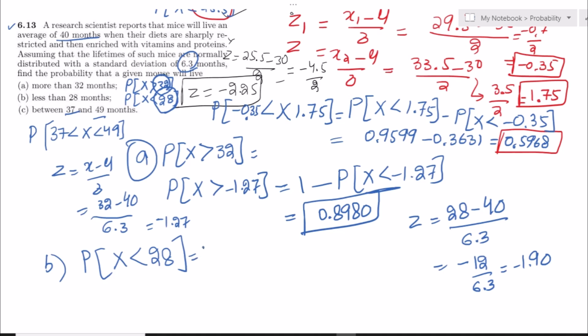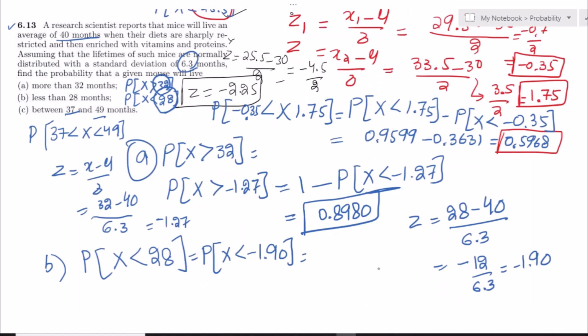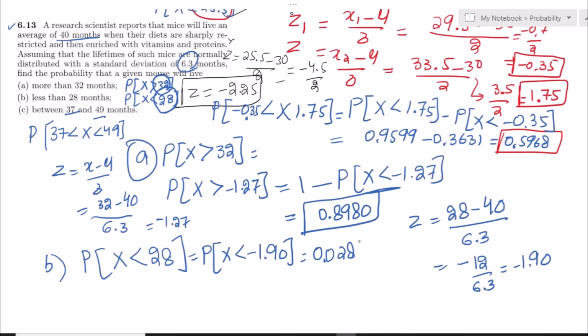Therefore, in transformed form it is x is less than minus 1.90, and finding the answer for it here, let me find minus 1.9 and this is 1.90, so 0.0287 to 0.0287 2, and that is the solution of part B of my question.